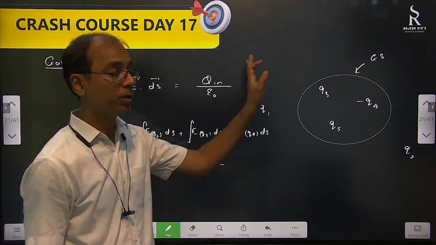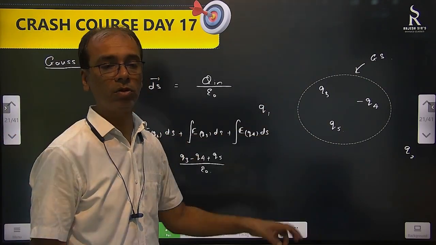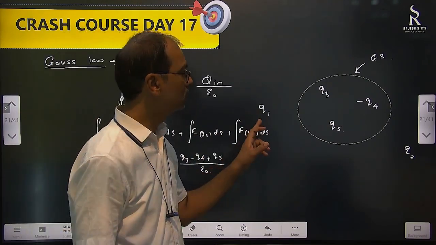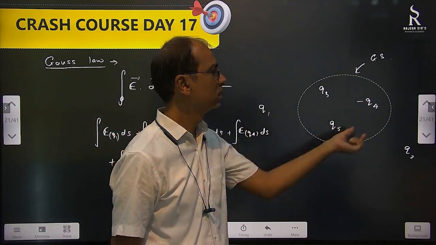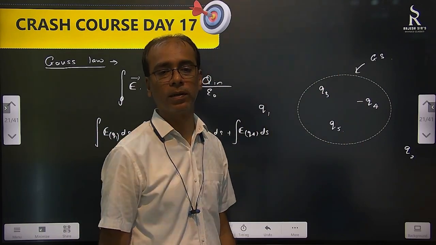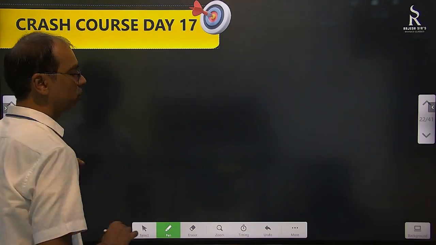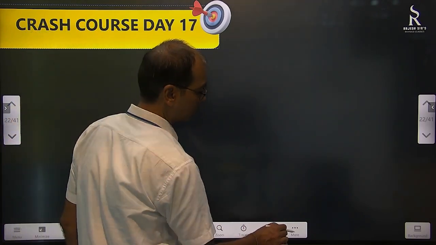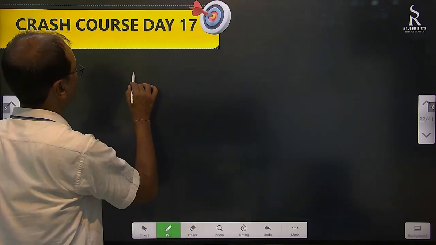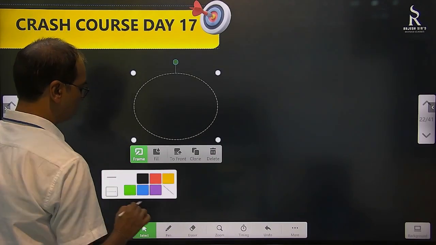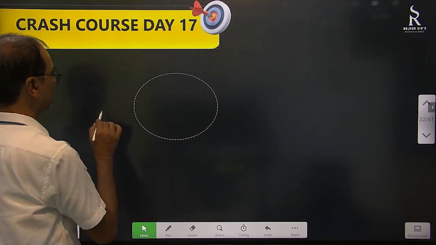So electric field is because of all the charges, but that comes out to be equal to that, the reason being that the flux due to the outside charge through this one is 0. Why? Because flux is going inside also and going outside also. This is our Gaussian surface, or closed surface. Suppose this is a charge outside.